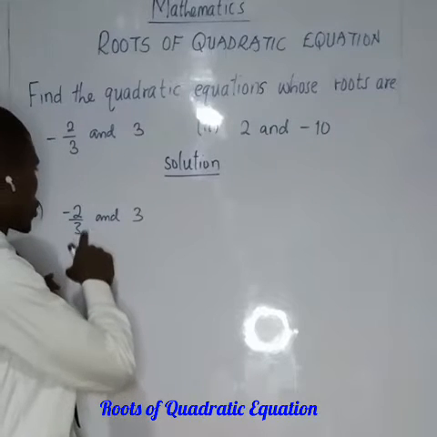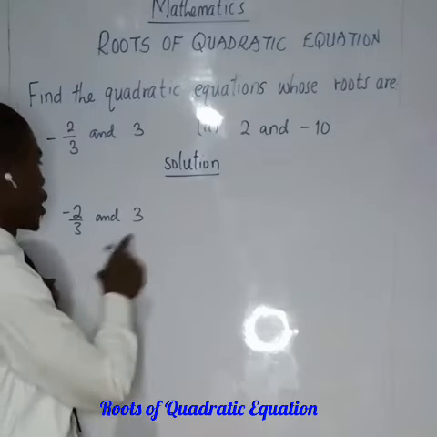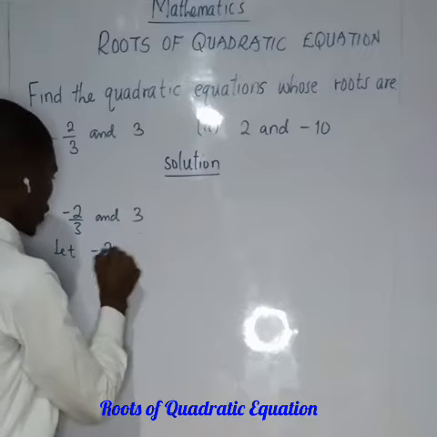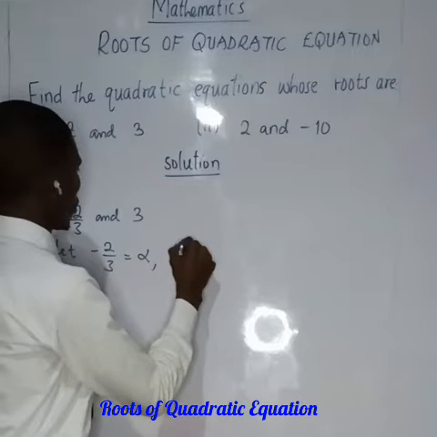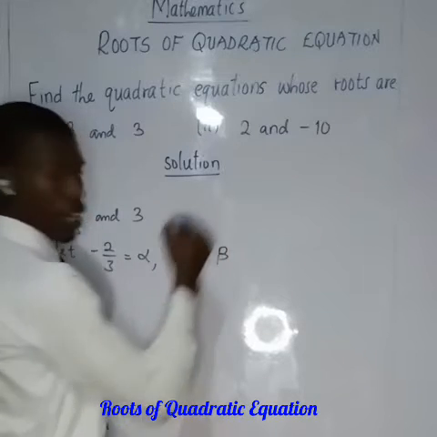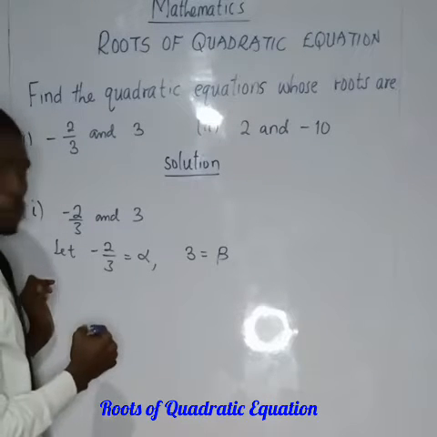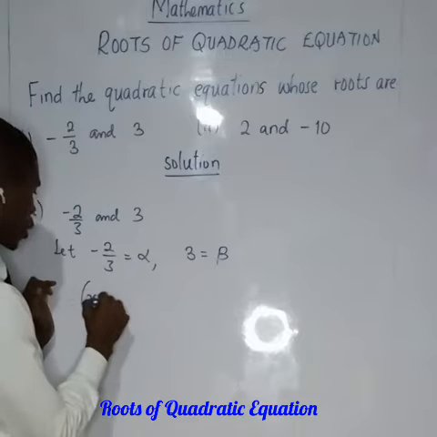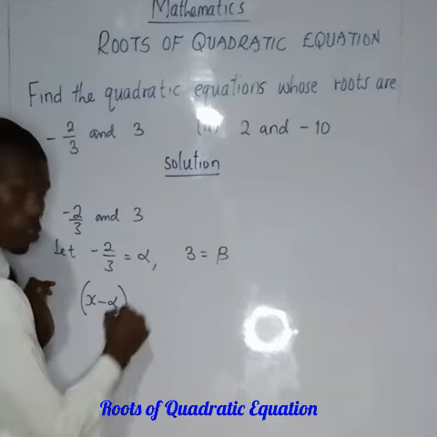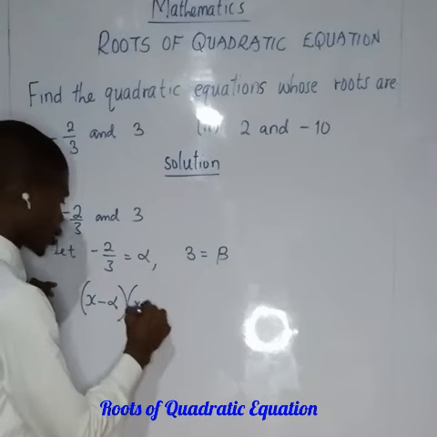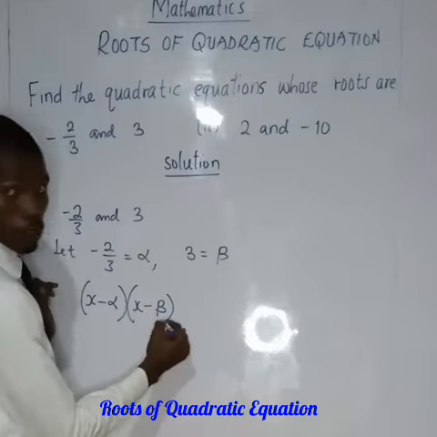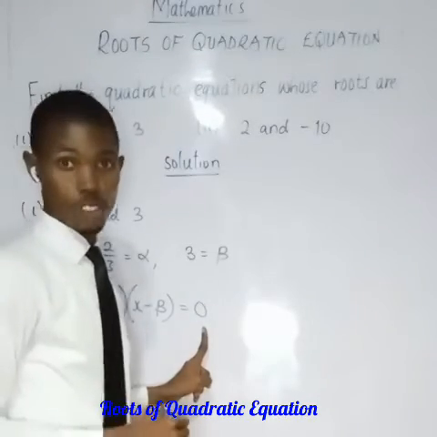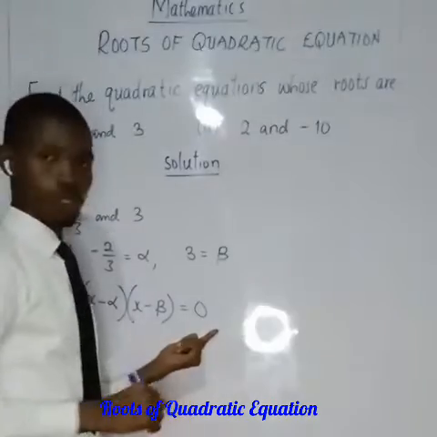Let's take this first root here to be alpha, and let's take the second one here to be beta. So let minus 2 over 3 equal alpha and 3 equal beta. So we are going to open up a bracket in this manner, x minus alpha, close the bracket, and then x minus beta, close the bracket, and then I equate it to 0. Of course, we are trying to derive a quadratic equation, so I have to equate this to 0.